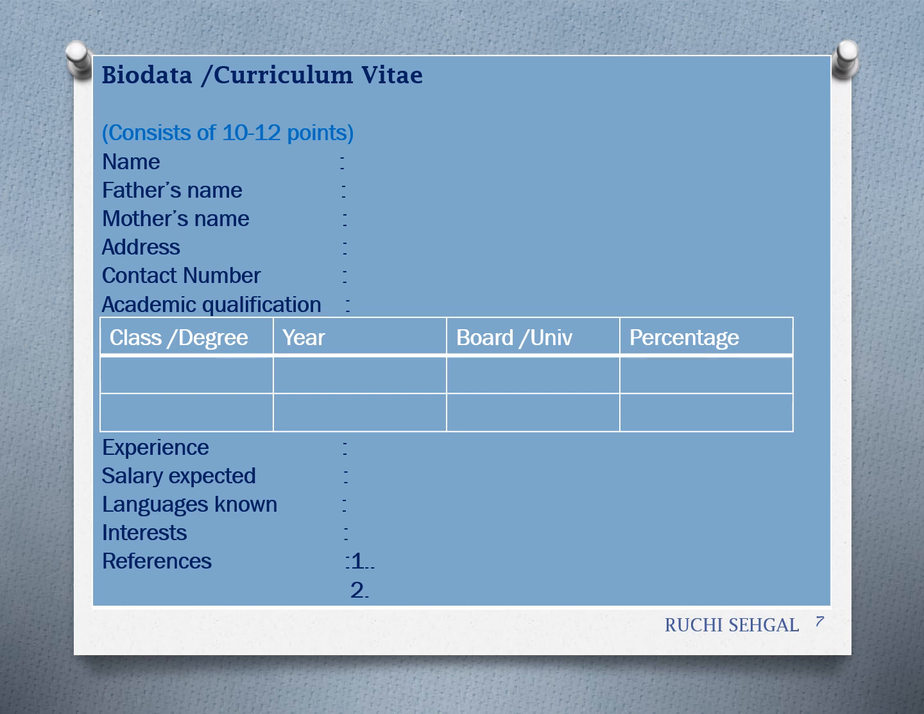Okay, and then I've added on points like experience, salary expected, languages known. Now for example, if you're applying in the tourism industry, languages known will be an added benefit, so do write that. Interest now depends on what kind of job you are applying for. Suppose you are applying for a marketing professional job and you write your interest as debate, speech, public speaking. So it shows that you have that convincing power. So remember, these points are as per the job that you are applying for.